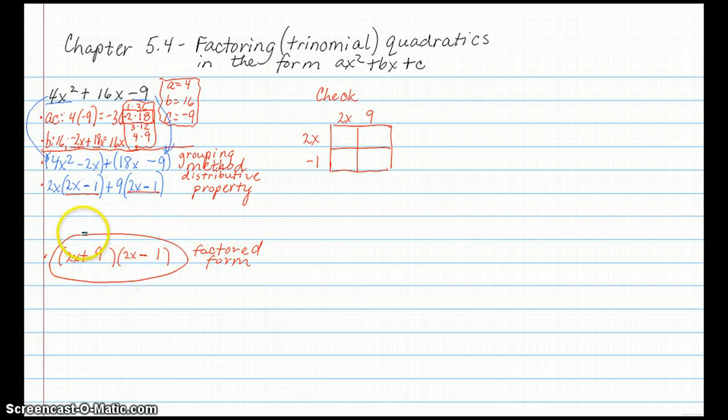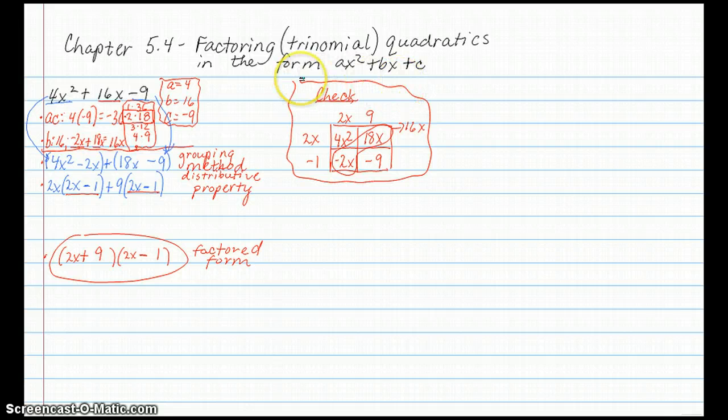That should be your answer, but you do want to check it. So you're going to have 2x times 2x is 4x squared. That matches the original problem. Then you have 2x times 9 is 18x. And you have negative 1 times 2x is negative 2x. These are like terms. And they give you 16x, which matches. And then finally, you've got negative 1 times 9, which is negative 9, minus 9. That matches. This is your check. This just tells you, did you do your factoring correctly? And yes, you did. So factored form is 2x plus 9 times 2x minus 1.